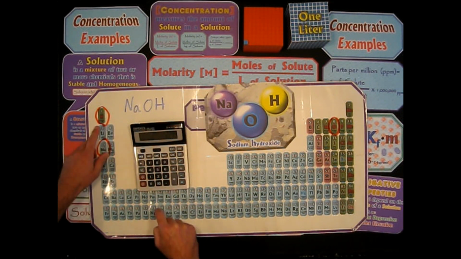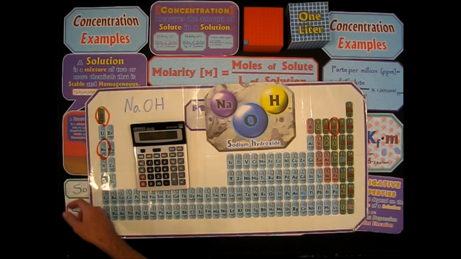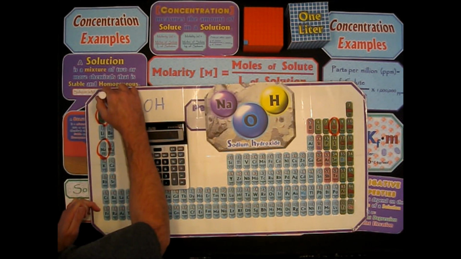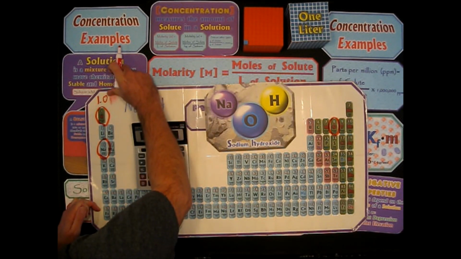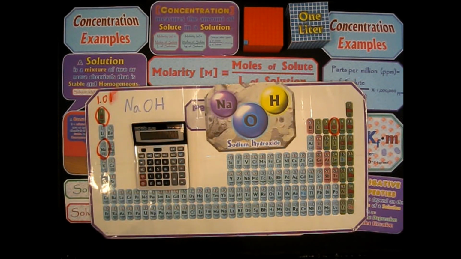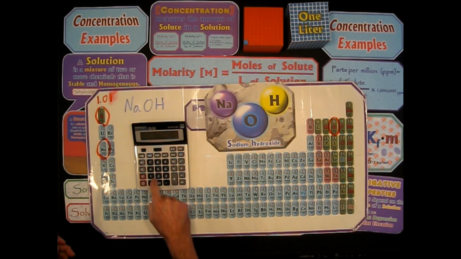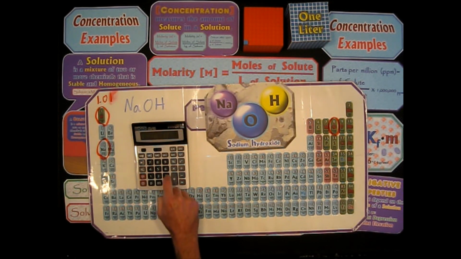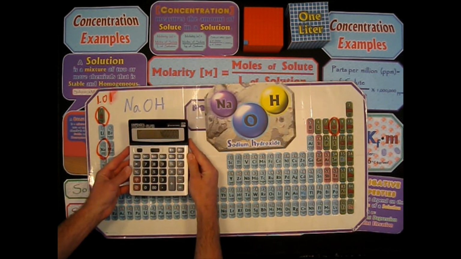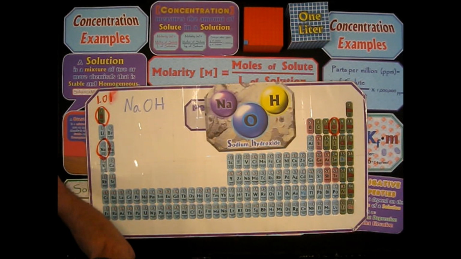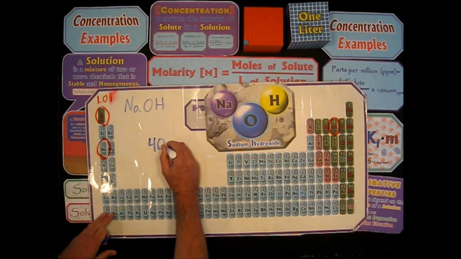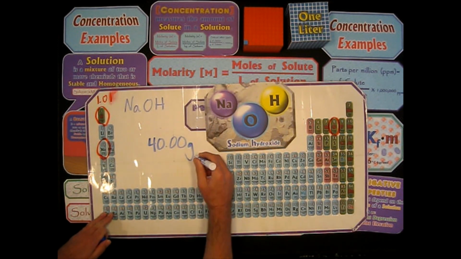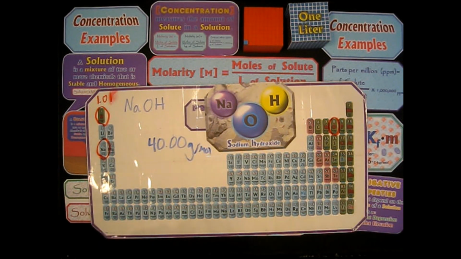22.99 plus, well, this rounds, this is 1.008, but if I round that to the hundredths place, it's 1.01. 1.01 equals, okay, plus the oxygen. And oxygen, of course, rounds to 16. So I get this really nice molar mass. We get a really, really nice molar mass of 40.00 grams per mole. That's the molar mass of sodium hydroxide. A nice, nice round one, okay?